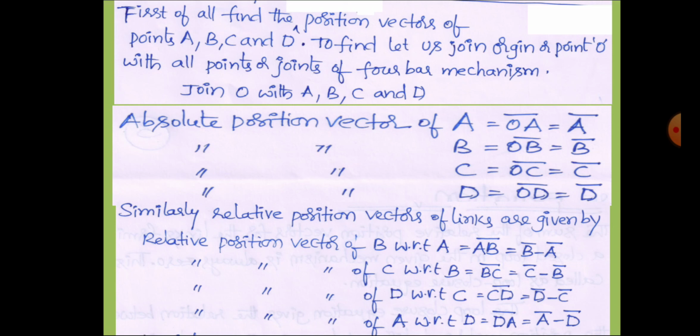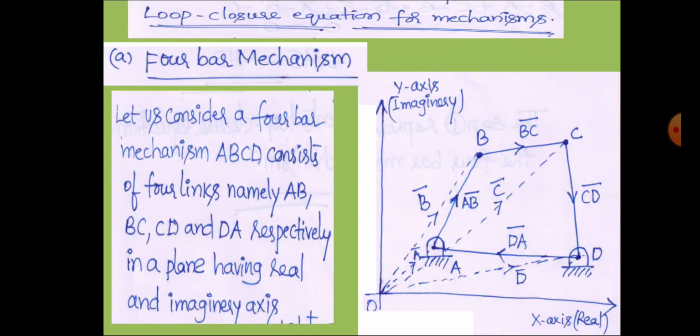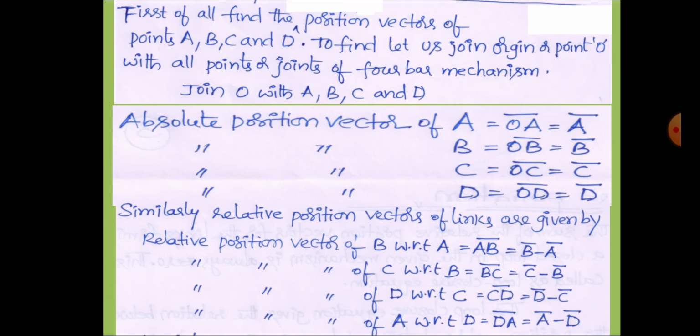Now, as I said, the absolute position vector of point A is equal to OA bar, that is equal to A bar, which can be seen in the figure. In the figure, what did I join? O to A. Therefore, OA bar is a vector, or it can be written as A bar. So what is this? This is the absolute position vector.